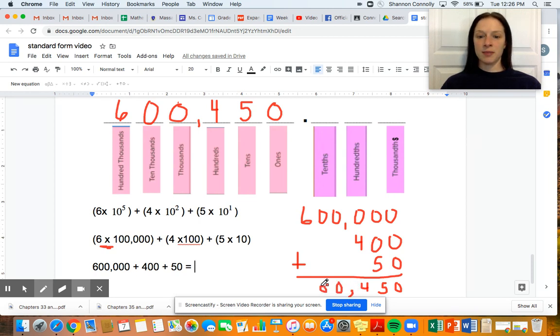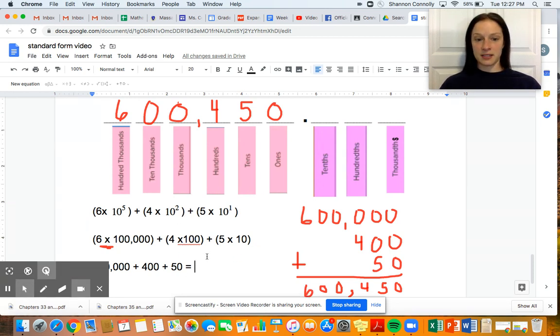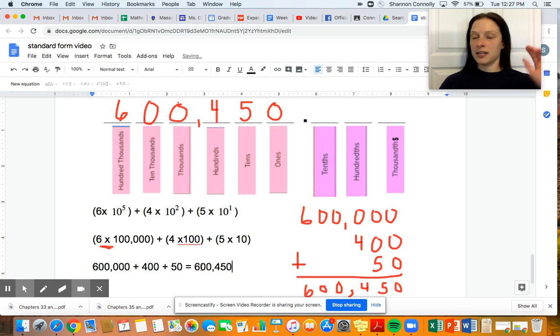Over time, you will start to make sense of this and be able to write it quickly on your own, but take the proper steps at first, make sure you're learning it correctly, and as you build more understanding, then you can just start writing the numbers in standard form from here to here in one step.